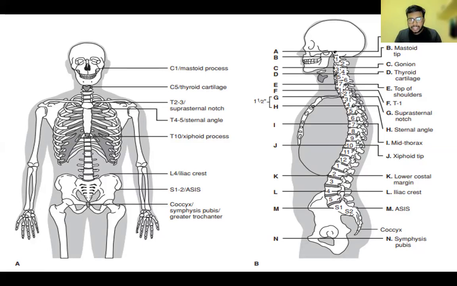T9, T10, xiphoid process. L2, L3, lower costal margin. L4, L5, superior most portion of the iliac crest. S1, S2, anterior superior iliac spine. Coccyx at the level of the symphysis pubis. These are the points we have to remember in landmarks. You will be getting direct questions from the landmarks. They will be asking what is the external landmark for the L2, L3 level, or at what level we have the xiphoid process. That kind of direct question we can also expect. So I think that is clear.